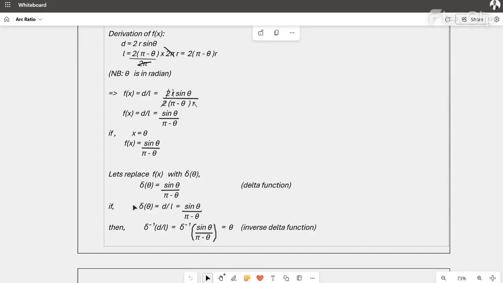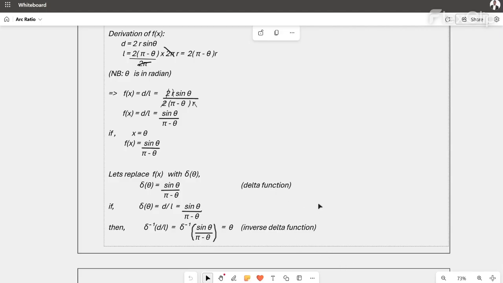Now if delta theta is equal to D all over L, which is also equal to sine theta all over pi minus theta, then delta inverse of D all over L is equal to delta inverse of sine theta all over pi minus theta, which is equal to theta. This second function is called the inverse delta function, the inverse of the first function which we defined here.